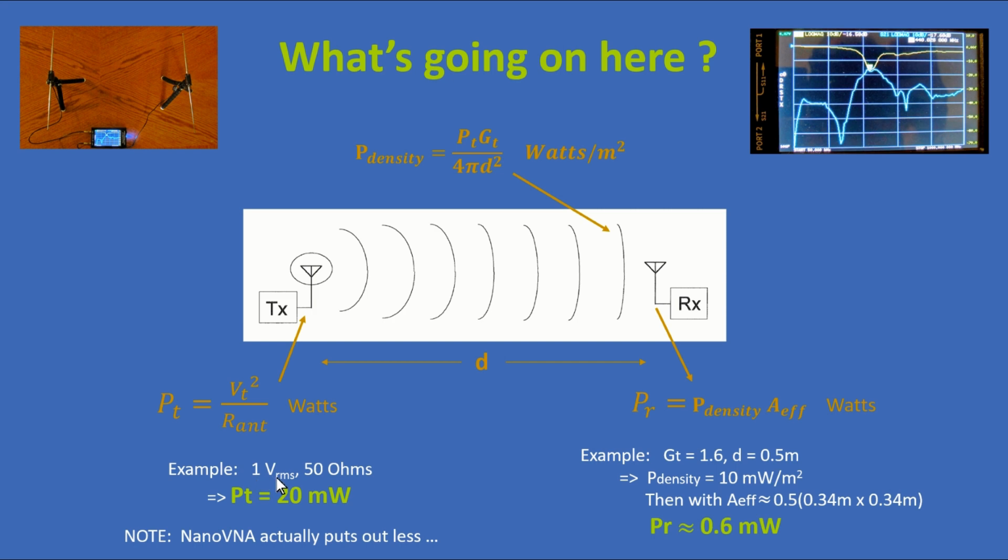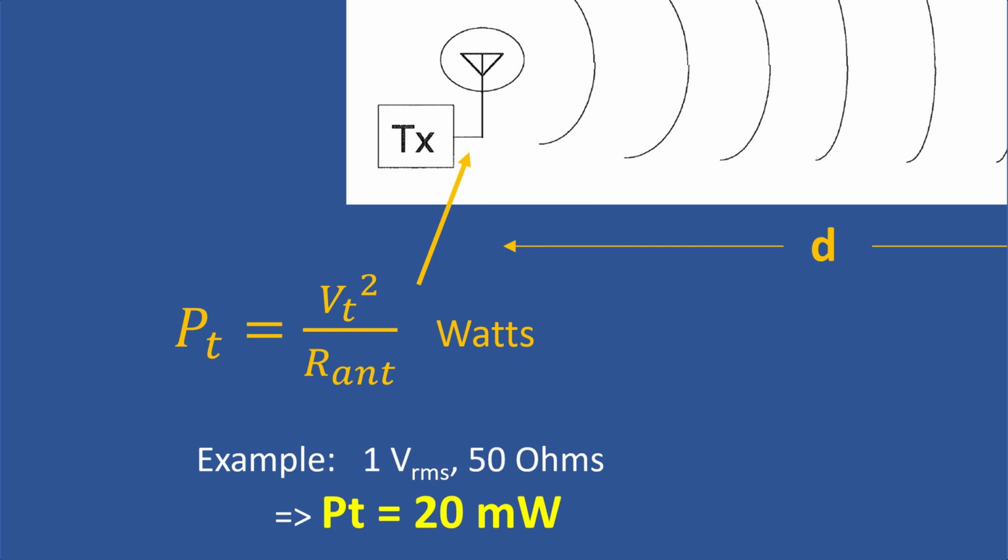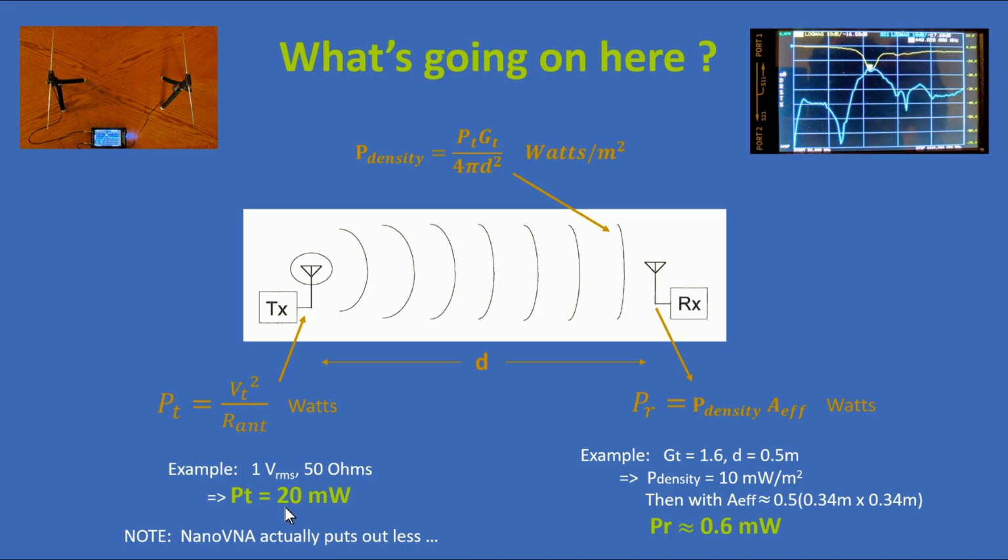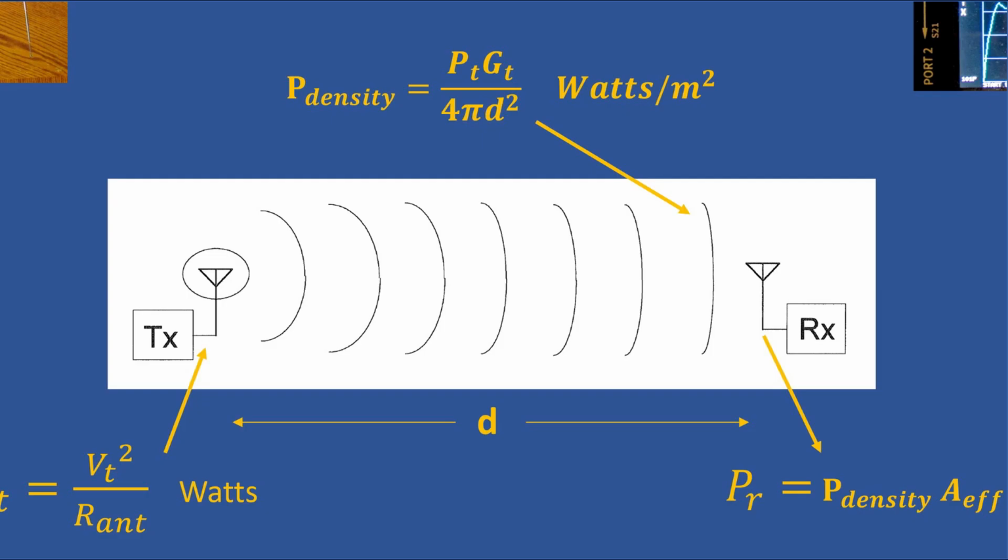And I'm using 1 volt because it's a nice round number. So 1 volt RMS into 50 ohms, how much power is that? That's 0.02 watts. P sub t, the transmitted power, is 0.02 watts or 20 milliwatts. That's how much power is leaving the antenna. Next, we want to figure out how much power actually gets into the receiver. And we're going to do that in a couple of steps.